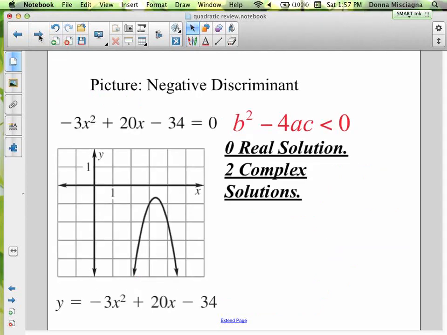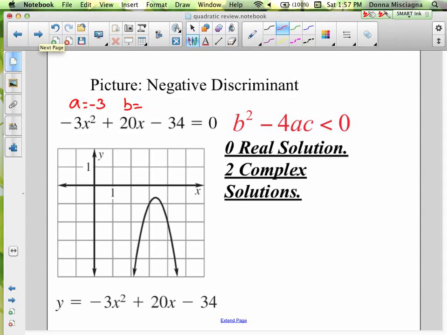We'll talk about this more when we get to graphing a little later on. All right, so here, let's take b squared minus 4ac. So a is negative 3, b is equal to 20, and c is equal to negative 34.